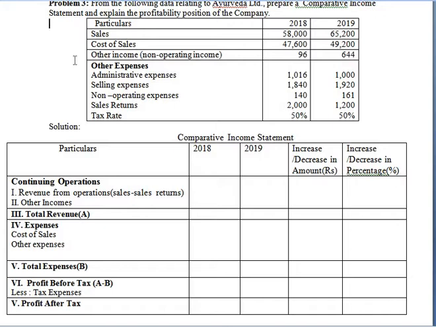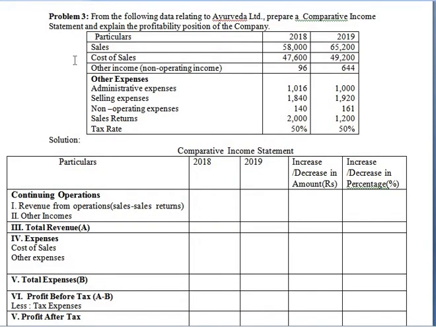Today we will be solving one more problem on comparative income statement. I hope that you are clear with the concept, that is, how to prepare the comparative income statement. Today we will be solving one more problem on the same concept. So here is the problem. This problem will be for 5 marks. I will read the problem for you.